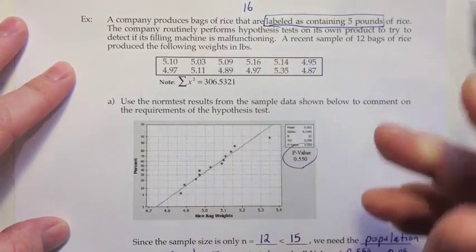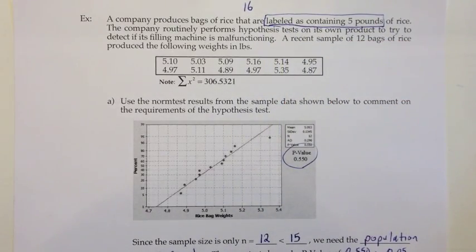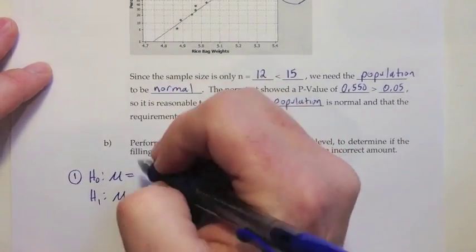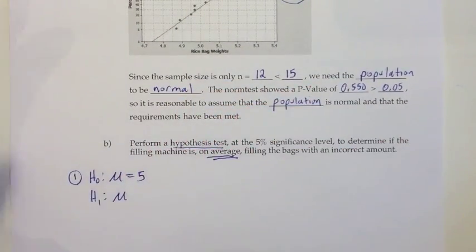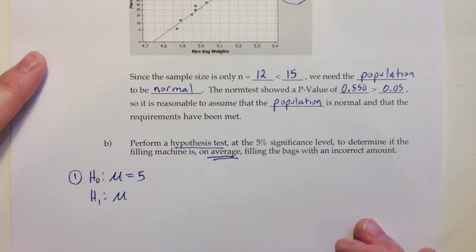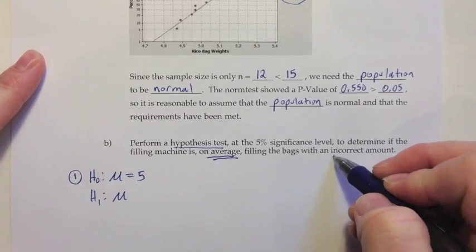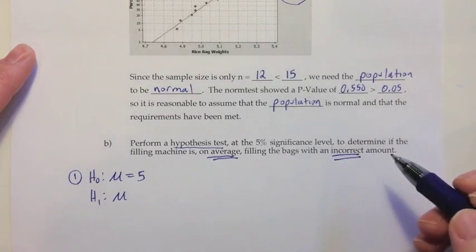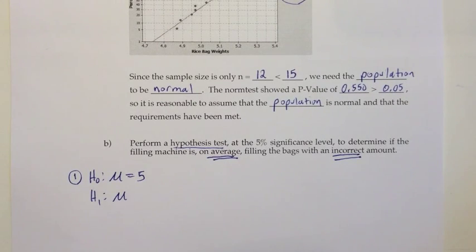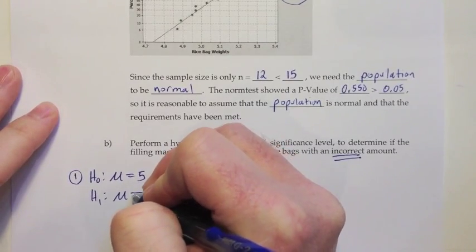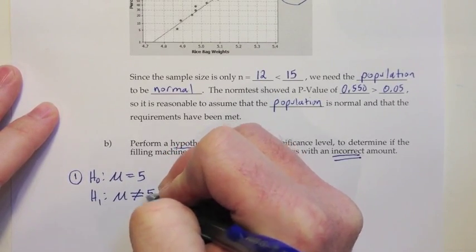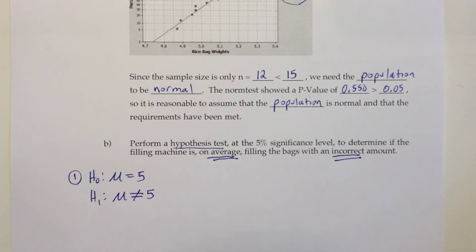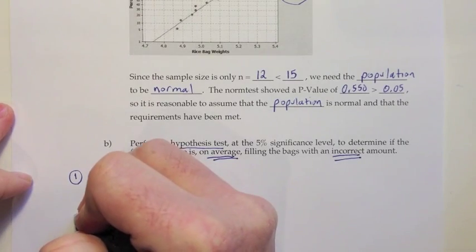That's the company's claim. So that's what we're going to set mu equal to in H0. So our default starting assumption is going to be that the bags are being filled with the right amount on average. And then when we look at what we are trying to show, we're trying to show that no, it's actually an incorrect amount. And an incorrect amount could be underfilled or overfilled. It could be in either direction. So it's not a greater than or a less than. It's the combination of those, which would be does not equal. Either of those cases would be the ones we're looking for.